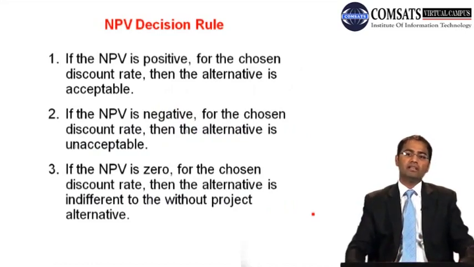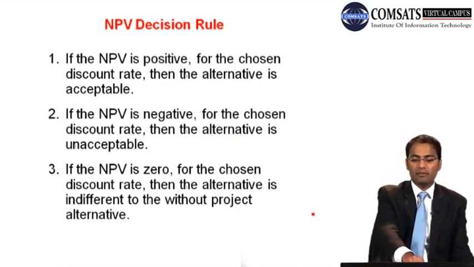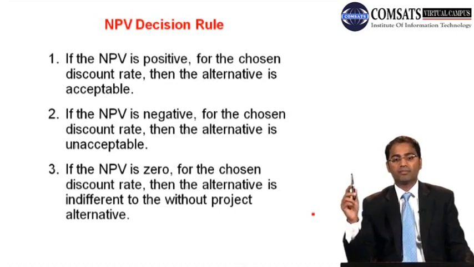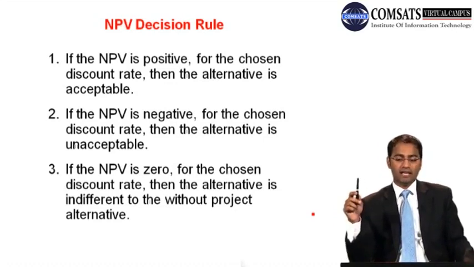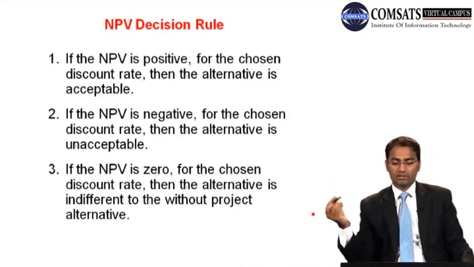So the NPV or net present value rule is given on that slide, and if the NPV is positive, now this is very simple, for the chosen discount rate only, then the alternative is acceptable. If the NPV is negative for the chosen discount rate, then the alternative is unacceptable. And if NPV is 0 at the chosen discount rate, then the alternative is indifferent to the without-project alternative.